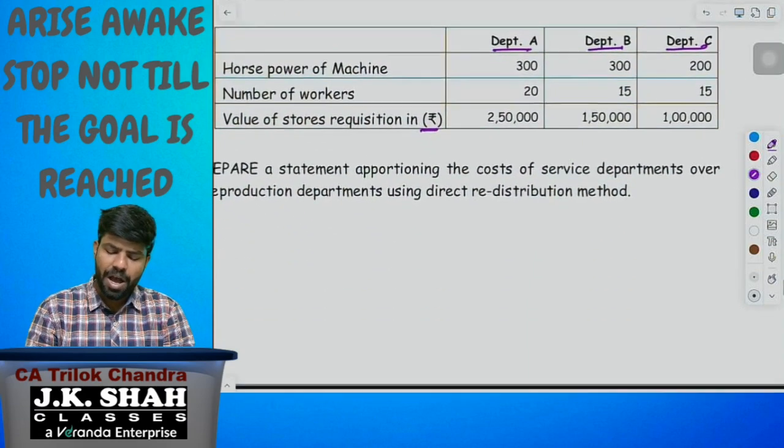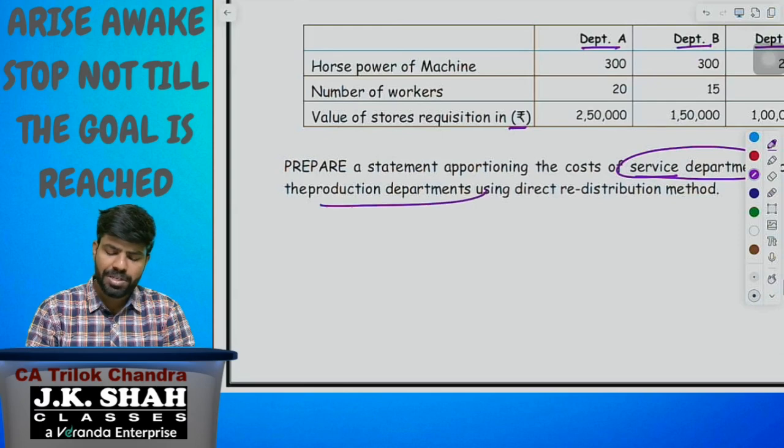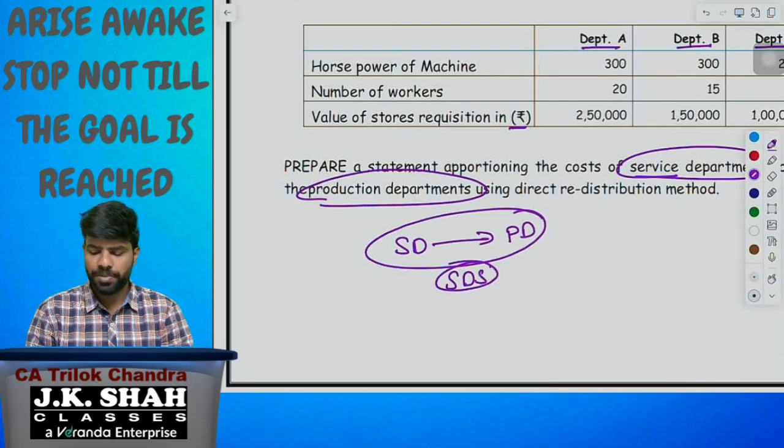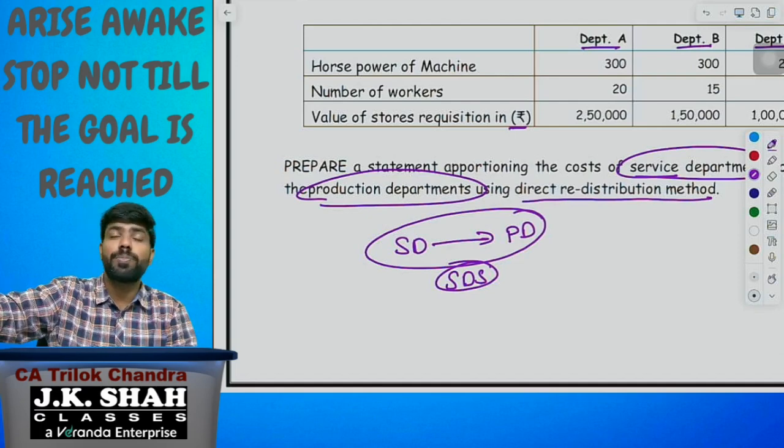Prepare a statement apportioning the cost of service departments over the production departments. What they're asking is that the service department costs are charged to the production departments, which is called secondary distribution summary, using the direct redistribution method. If it is the direct redistribution method, we will directly apportion to the production departments.